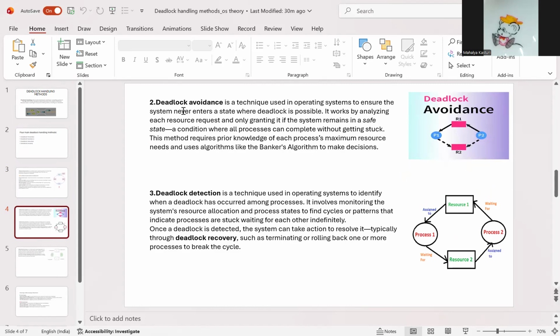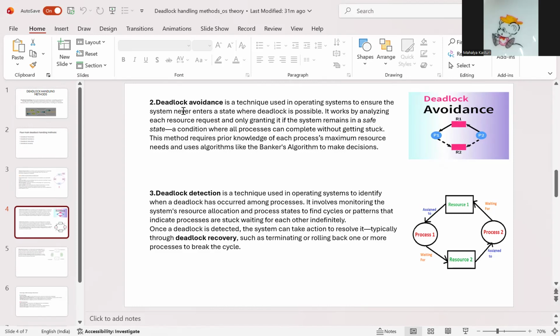Here, the system checks every resource request in advance to make sure granting it won't cause a deadlock. We can see a real-life example: suppose a flight booking system. It only confirms a seat if it knows there's a safe way to complete the whole booking. In operating systems, algorithms like Banker's algorithm analyze the current state to decide if giving a resource is safe or not. Then coming to the third one, deadlock detection.